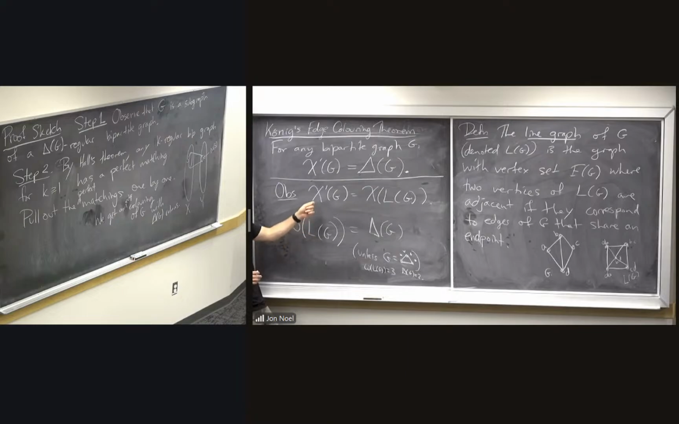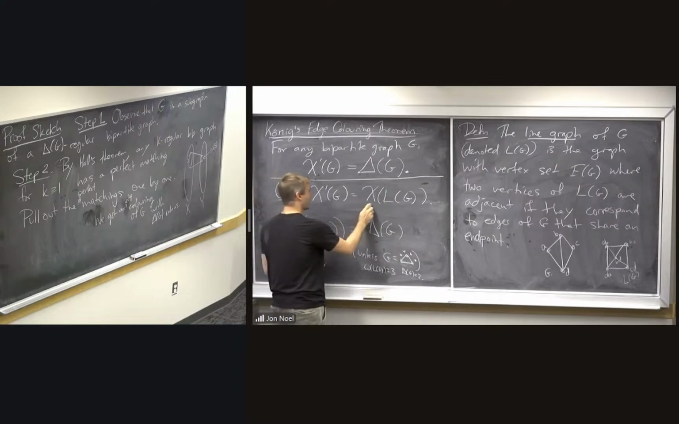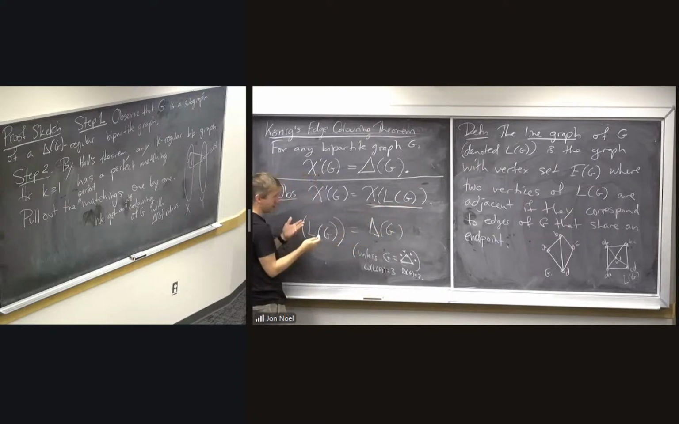But wait, this thing is the chromatic number of the line graph. That thing is the clique number of the line graph. So if G is bipartite, the chromatic number of the line graph of G equals the clique number of the line graph of G, right? And the same thing holds for every induced subgraph of the line graph.